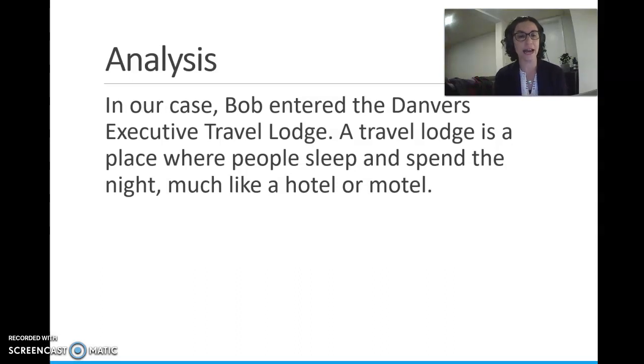So you begin with something like "in our case," and now let's use the facts here. Bob entered the Danvers Executive Travel Lodge. A travel lodge is a place where people sleep and spend the night, much like a hotel or motel. Right? I mean, do we need to say a lot more than that? Probably not. But we do need to point out the very obvious fact that a travel lodge is a place where people sleep and spend the night. Again, you could expand on it. You could say it's a place that's common for individuals that need to stay for long periods of time. You can expand on it, but notice two sentences do the trick here. As we get more involved cases, you might need to write more analysis.